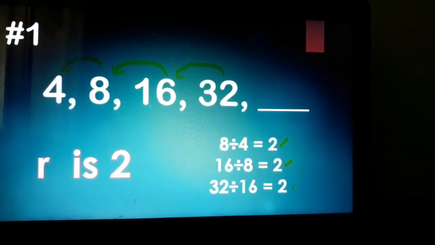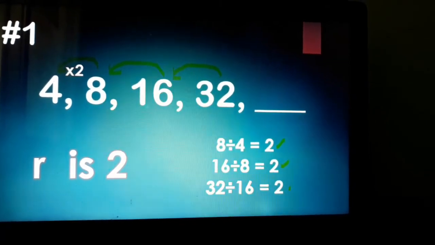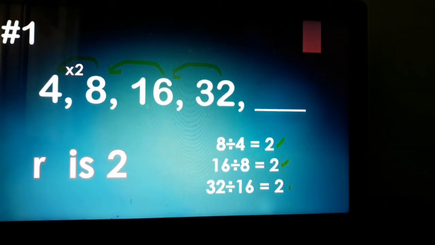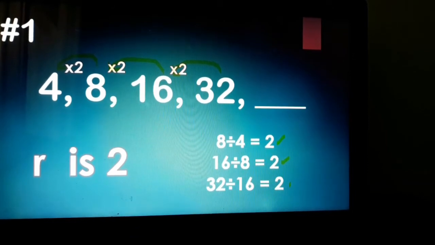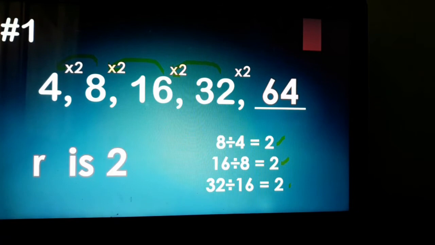Now, how do we get the term after 32? 4 times 2 ay 8. 8 times 2, 16. 16 times 2, 32. So, para makuha yung susunod, times 2. So answer is 64.